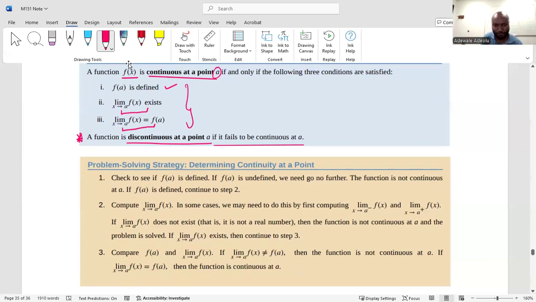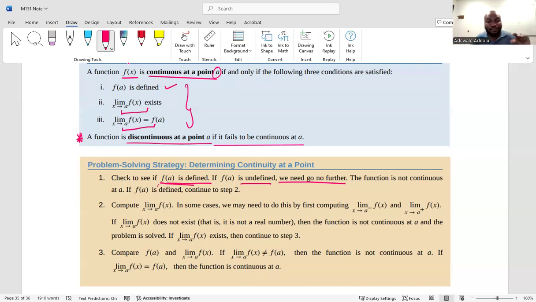So how do we check if a function is continuous at a point? The first thing to check is if the function is defined at that point. If f of A is undefined, then we don't even need to do anything. It means the function is not continuous at that point. So we need not go any further. If f of a is undefined, we can make our claim. No need to check others. That is enough to claim that it is not.